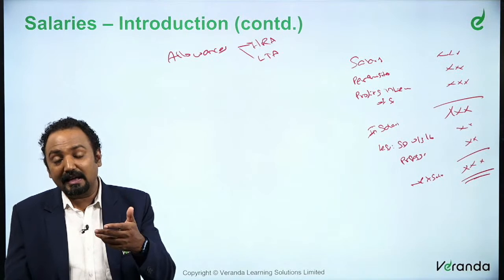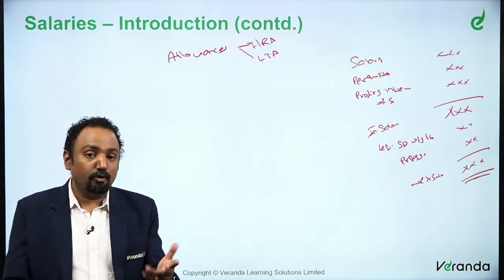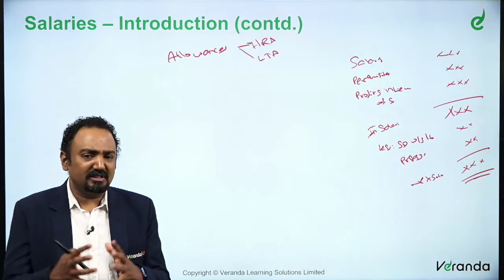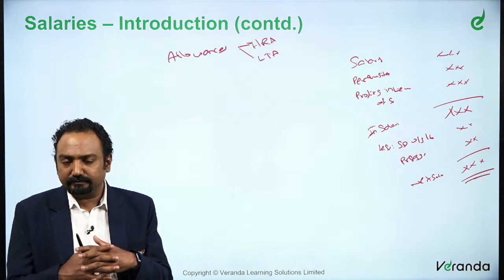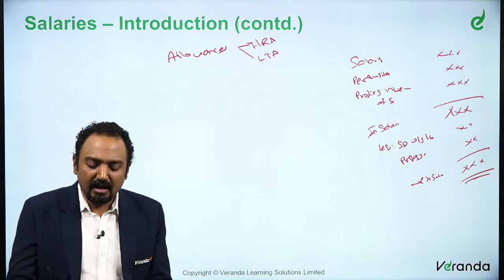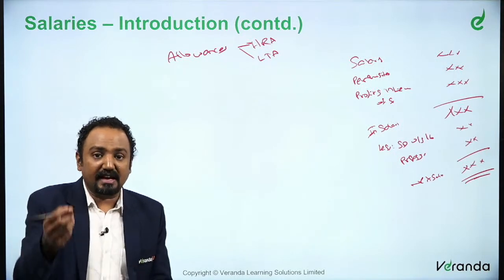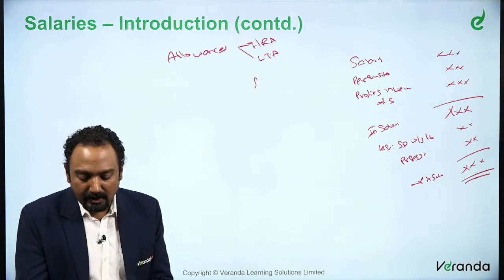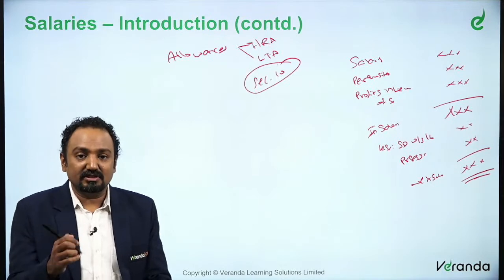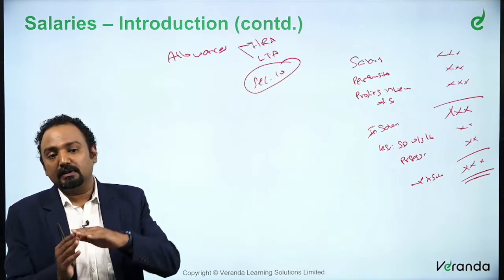So you can claim twice in 4 years, right? In a block of 4 years, you can claim it in 2 years. So depending upon the requirement, there are various allowances. All this has to be factored in, and you need to find out how much is actually taxable. Section 10 will provide various exemptions to these allowances. To this extent, it is not taxable.